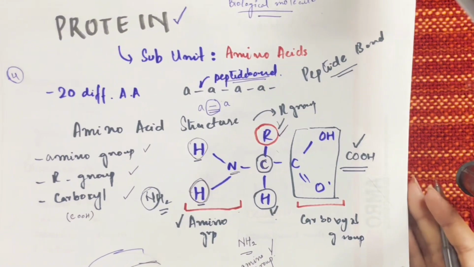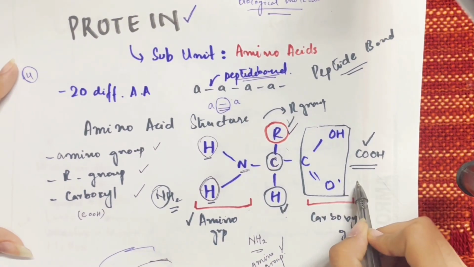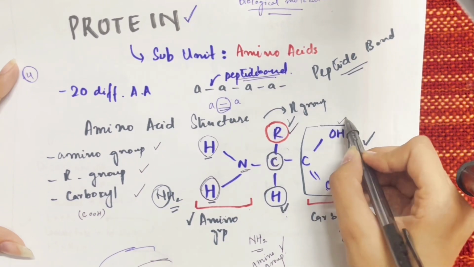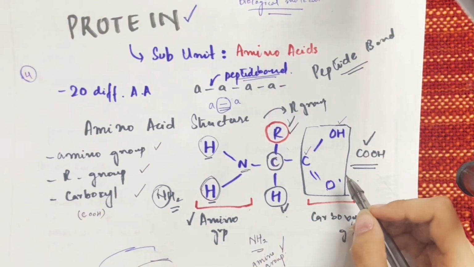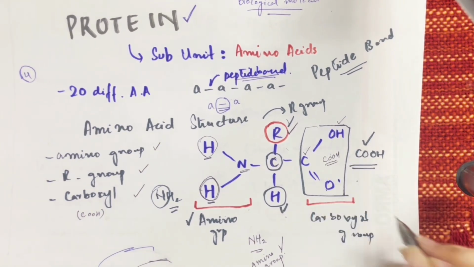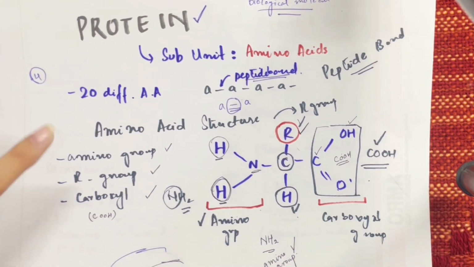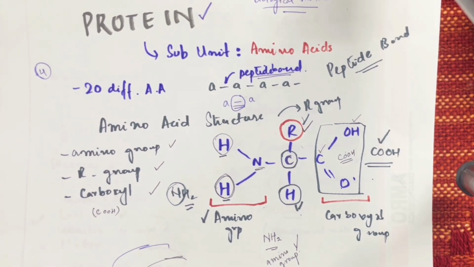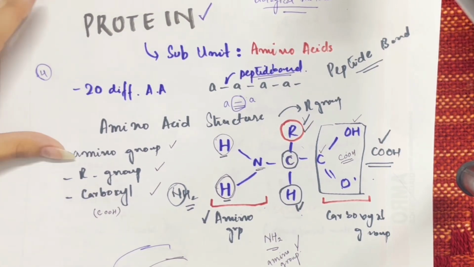Let's come on to the right side of the structure that tells us about the carboxyl group, which contains two atoms of oxygen, one hydrogen atom and one carbon atom that make up the COOH, which stands for the carboxyl group. Well, this is the basic structure of the amino acid that contains three things, that is the amino group, the R group, and the carboxyl group that together make up an amino acid structure.